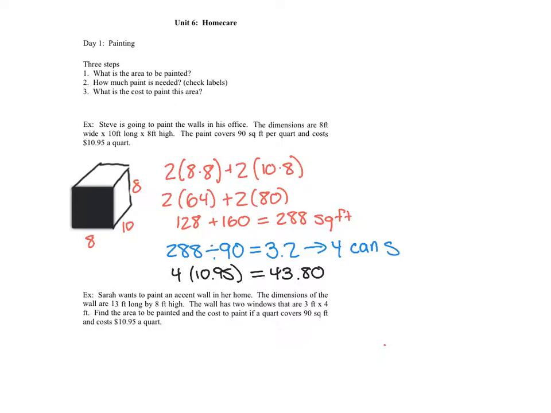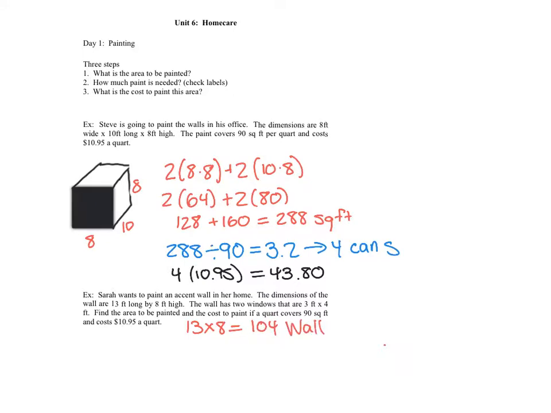Then the next one, Sarah wants to paint just an accent wall in her house. The dimensions of the wall is 13 feet by 8 feet high. So we could find the area of that wall. We know it's a 13 by 8. And so it's going to be 104 square feet. So this is the wall.